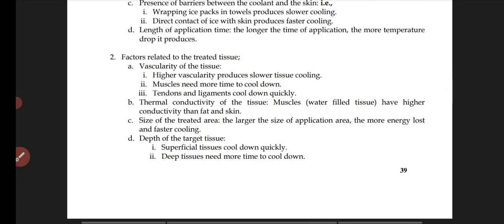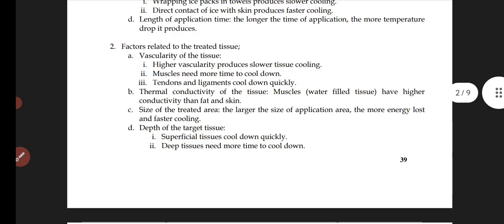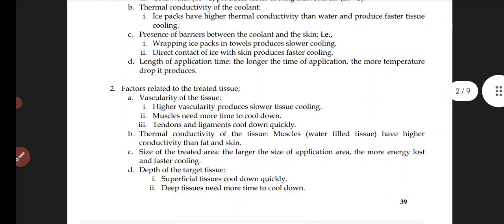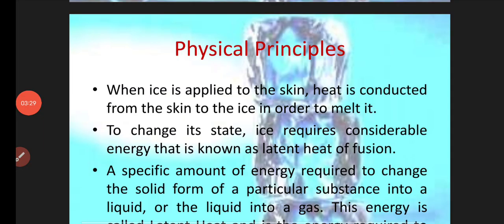Number C is the size of the treated area. The larger the application area, the more energy is lost and the faster cooling occurs. Number D is the depth of the targeted tissue. Superficial tissue cools down quickly and deep tissue needs more time to cool down. Now, what are the physical principles of cryotherapy?